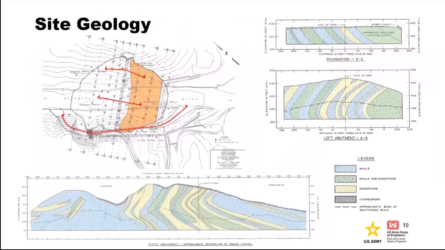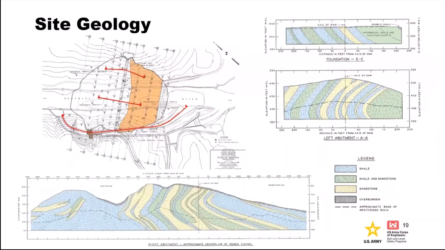All right, so these are plan, profile, and section that help illustrate the complexity of the structure in the foundation, as well as the general orientation of overturned beds. These are striking nearly parallel to the axis of the dam. You can see here, this is, I believe, cut along where we put the power tunnel in.